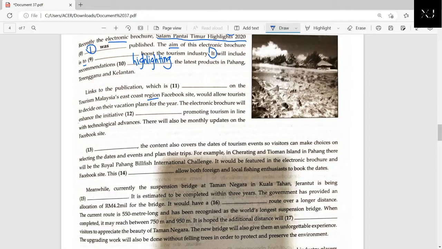The electronic brochure will enhance the initiative promoting tourism in line with technological advances. So you all know lah, technological advances. Nowadays, we cannot do without our phones. Like sometimes if we go to somewhere new, we need the internet to maybe look up the nearby places where we can enjoy the local food and all those things. Yeah, so those are considered as technological advances.